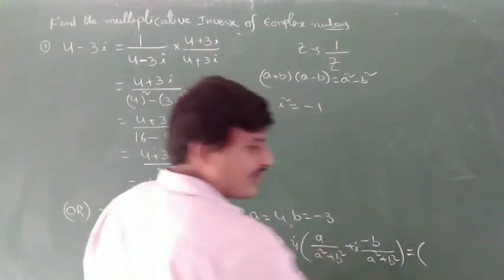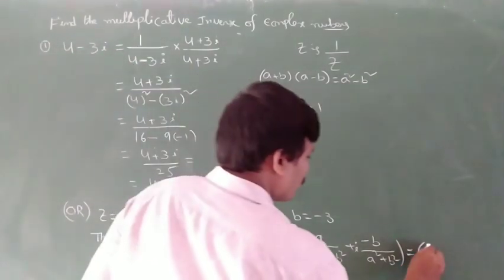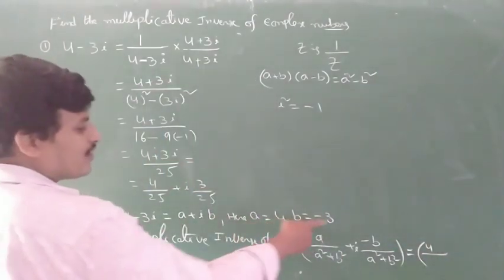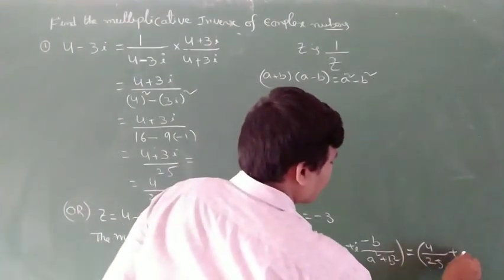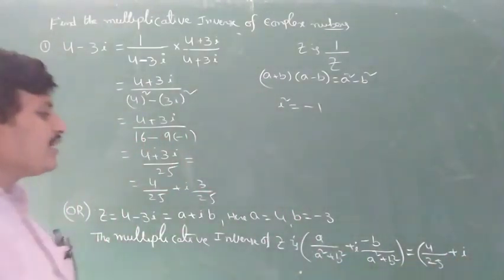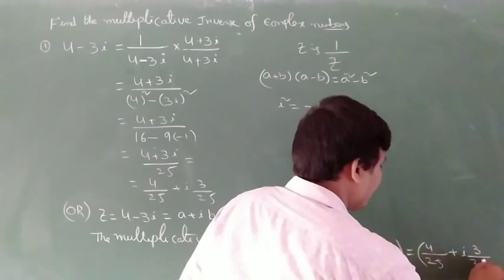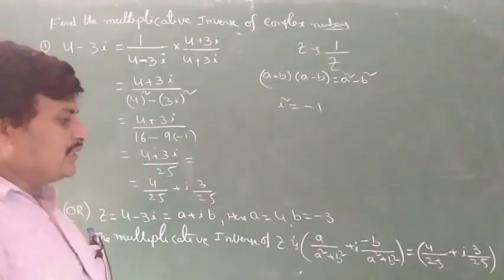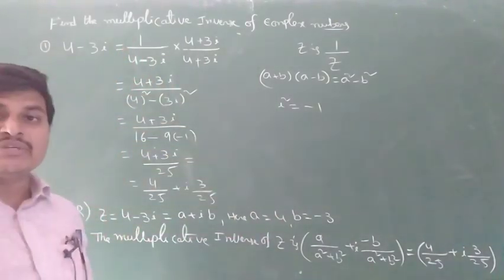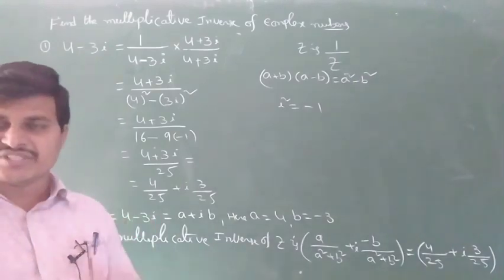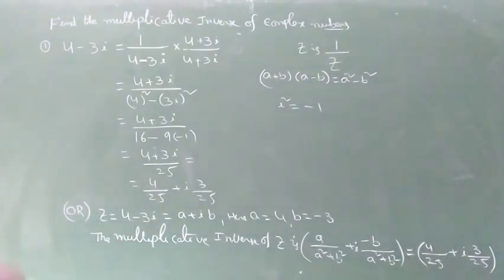So what is a? a is equal to 4 by a square plus b square, 16 plus 9, 25, so 4 by 25, plus i into minus b. b is equal to minus 3, so minus b is equal to 3 by 25. This is the direct formula, this is the procedure. The multiplicative inverse of z is 1 by z. The additive inverse of z is minus z.